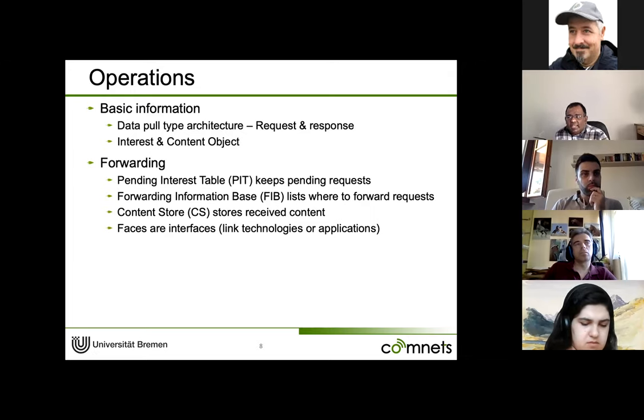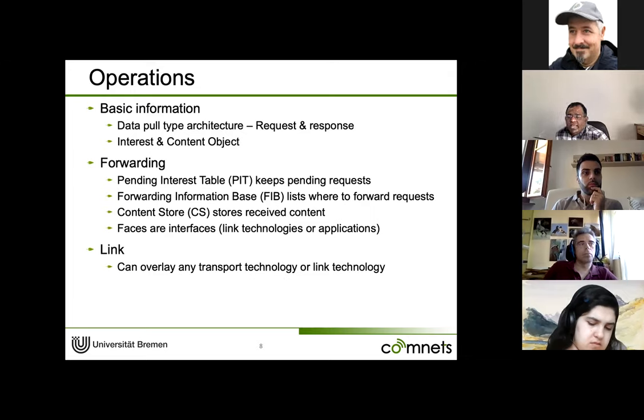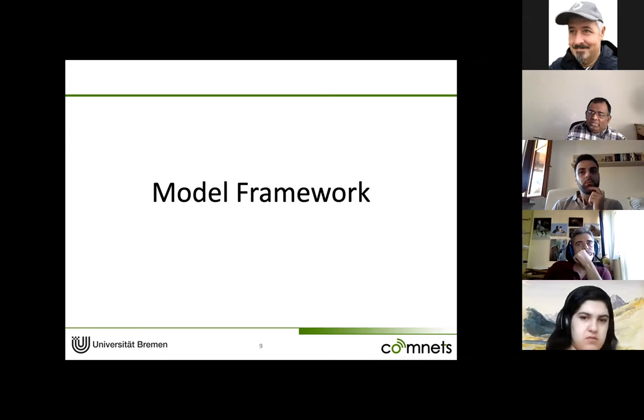And then you have the faces. I explained faces are simply interfaces to the application or to any kind of transport. It could be a link technology like Bluetooth or 15.4 or wireless LAN, or it could be a transport like UDP, TCP, doesn't matter, right? As long as it has a means to get to another CCN node. And as I said, the link can be transport or any kind of link technology. So now I hope it gave you an idea of how CCN works and a basic understanding. We can talk if you have any questions.